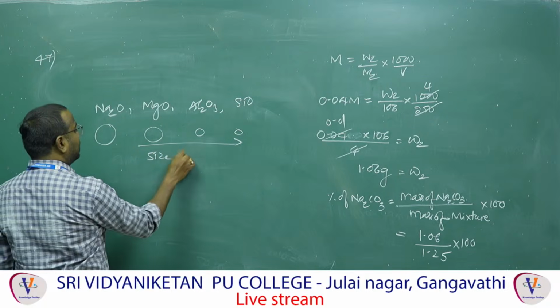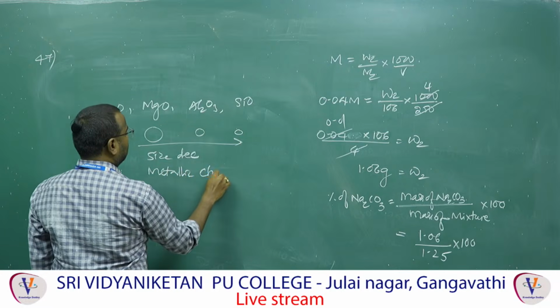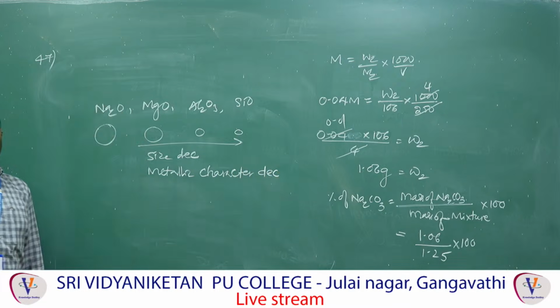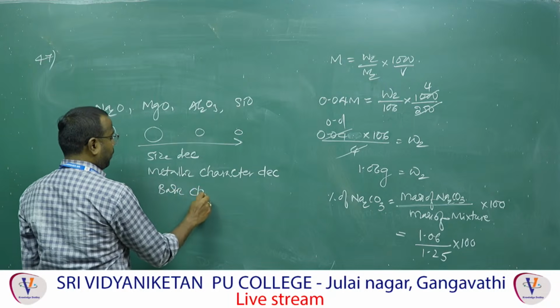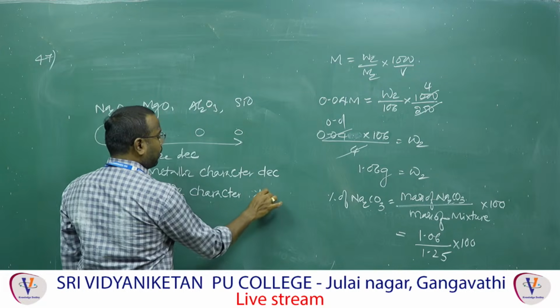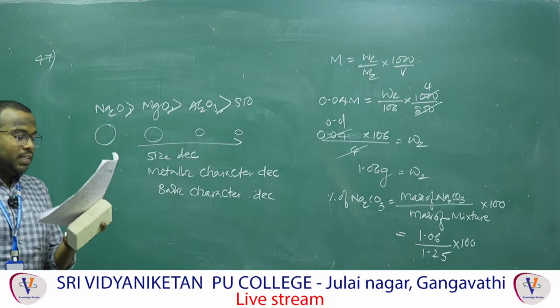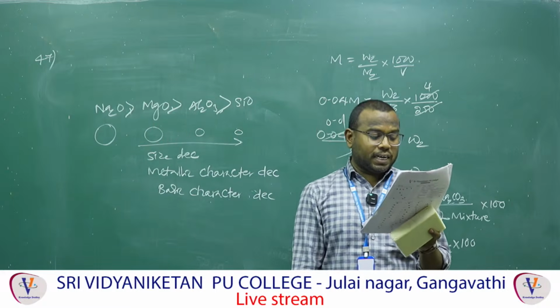So as size decreases, metallic character decreases. As a result, what also decreases is basic character. Therefore, the order should be like this, but it is given in the reverse. So statements 1 and 2 are correct but not 3. So option 1 is the correct answer.